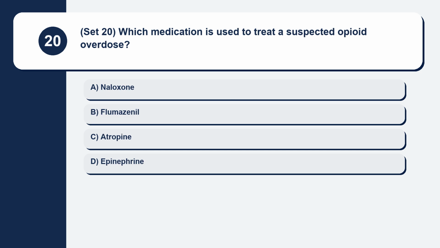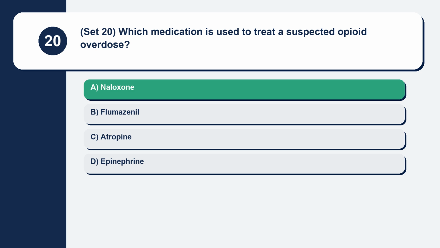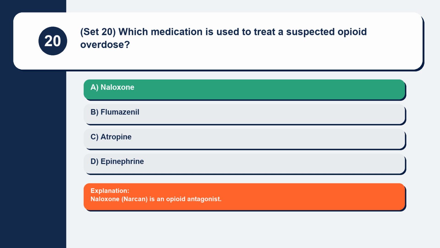Question 20. Set 20. Which medication is used to treat a suspected opioid overdose? Naloxone, flumazenil, atropine, epinephrine. Naloxone, Narcan, is an opioid antagonist.